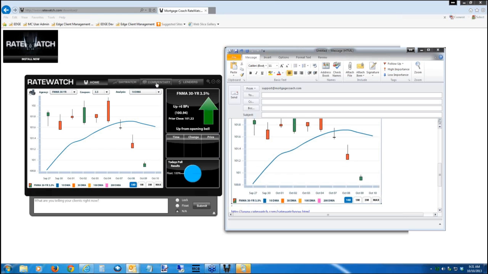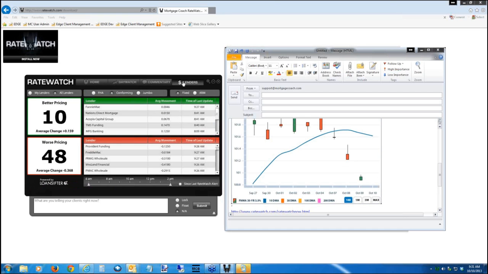Now, with that said, I think there's one area that I didn't show you before, and that was the lenders area. We talked about this for just a moment when we were going through the settings, and I showed you where you can choose which lenders you're watching. As you can see, if we look at all lenders right now, we have an aggregate of about 110 lenders that are in this system.